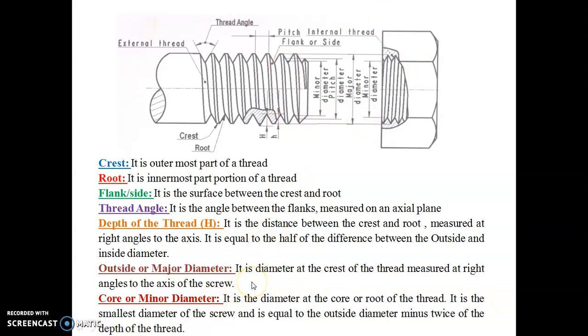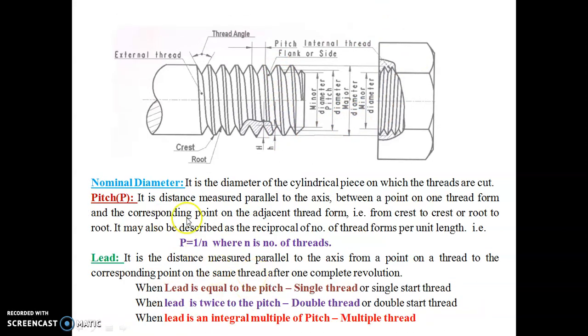The next part what we have got is the nominal diameter. So basically this nominal diameter is the diameter of the cylindrical piece on which threads are cut. So if you have, this is the diameter of the cylinder on which threads are cut. So this diameter is called as nominal diameter.